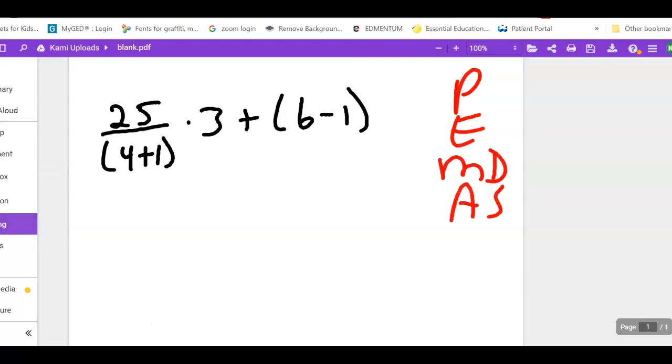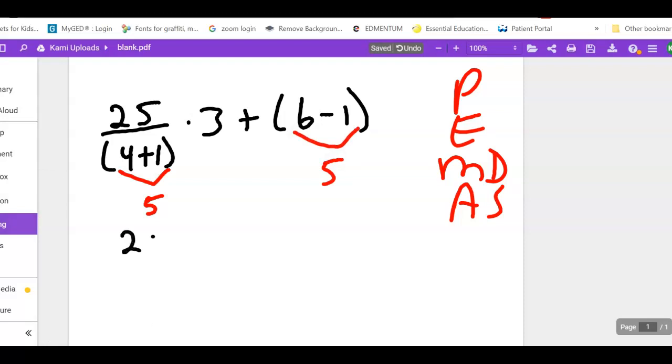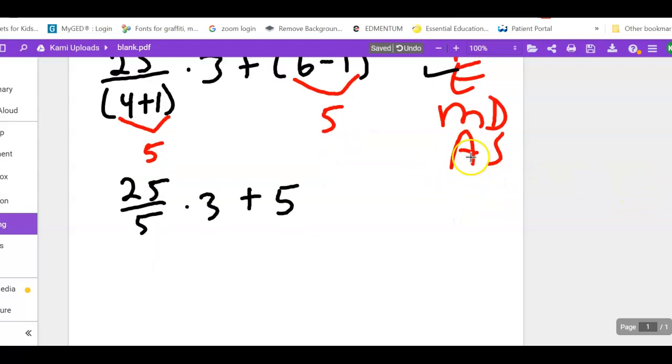I do have some things in parentheses, so take care of those first, which means I'm going to take care of this. I have 4 plus 1, that gives me 5, right? 6 minus 1, that gives me 5. So if I rewrite it, I now have this, 25 over 5 times 3 plus 5. See where I am here? There's your parentheses. We don't have exponents. We're going to multiply or divide whatever we see first.